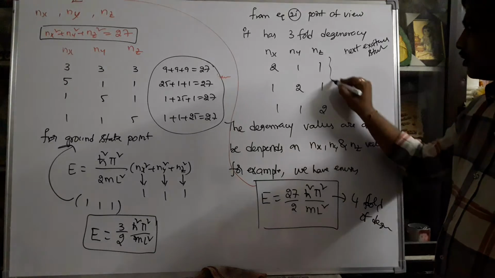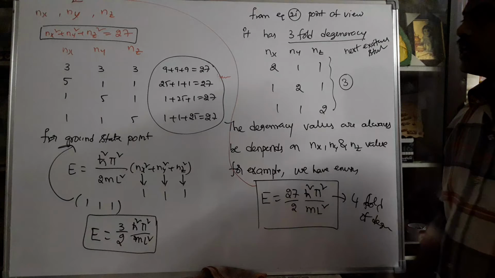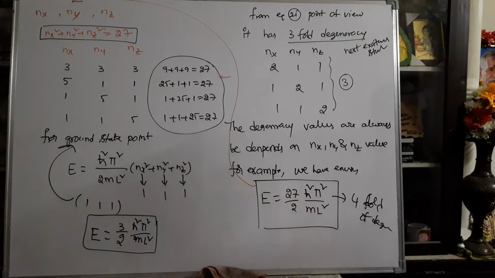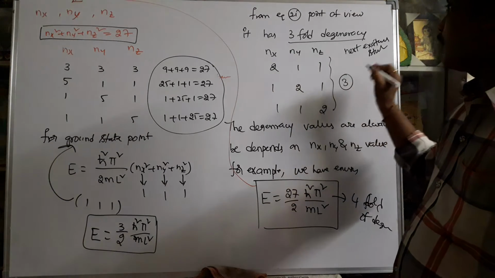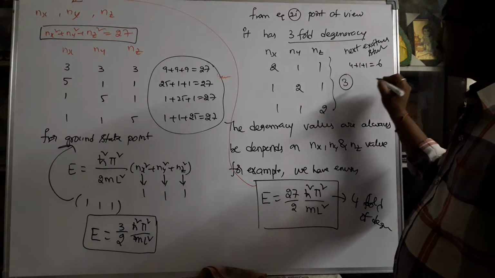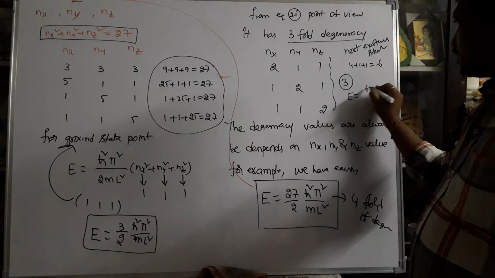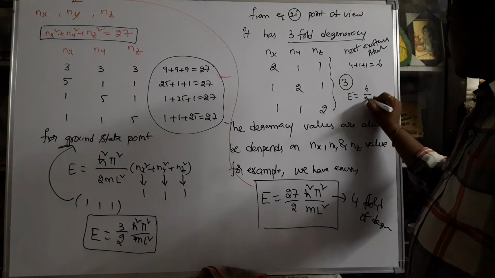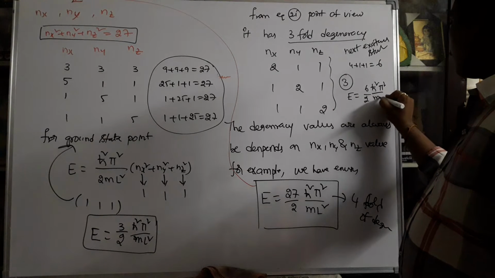Here three possibilities occur, so threefold degeneracy is created. That is nx square plus ny square plus nz square, nothing but 4 plus 1 plus 1, which is 6. On that way you get the result: energy E is equal to 6 by 2 into h cut square pi square by m l square.